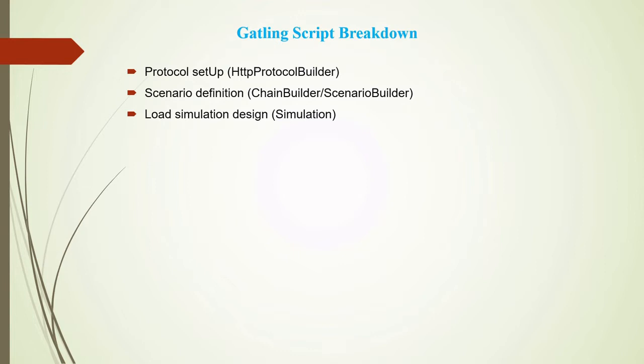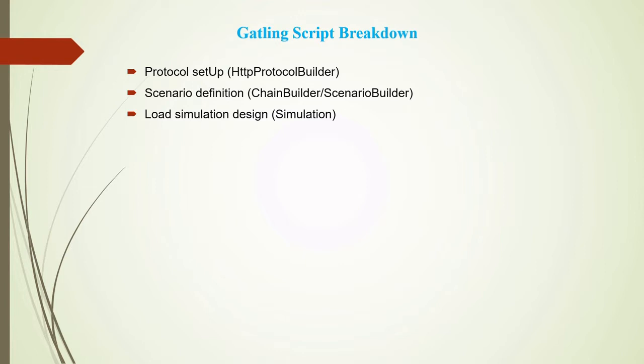So Gatling has mainly three different components when we talk about its scripts. It has the protocol setup, where we'll be defining which particular protocol we are calling. In our tutorial, most of the time we'll be looking into the HTTP protocol, so we'll be looking into the HTTP protocol builder class.